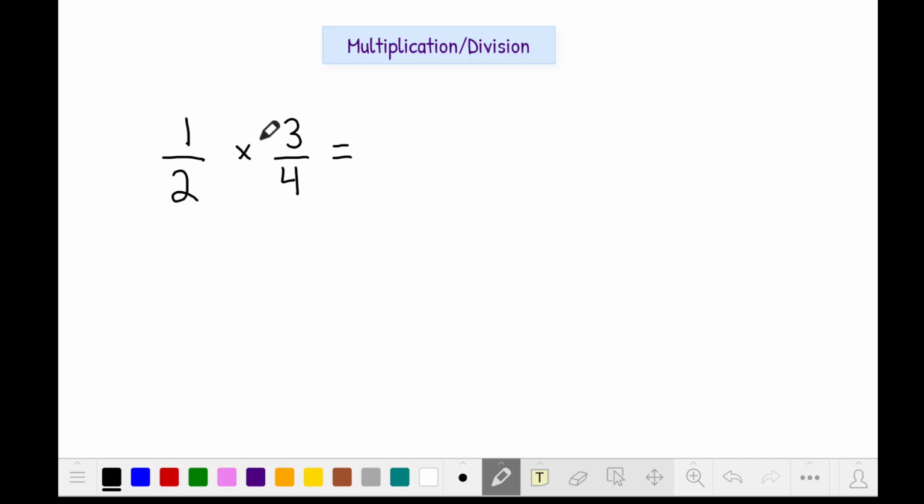Now for multiplication, it's actually really easy. You just go straight across. So it's just going to be 1 times 3 divided by 2 times 4. So 1 times 3 is just 3. 2 times 4 is 8. And look at that. We have 3/8. So multiplication, you literally just go straight across. Easy peasy. Now for division, things get a little bit trickier, but not too bad.